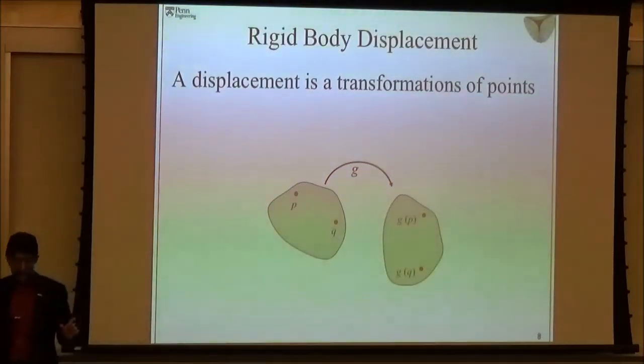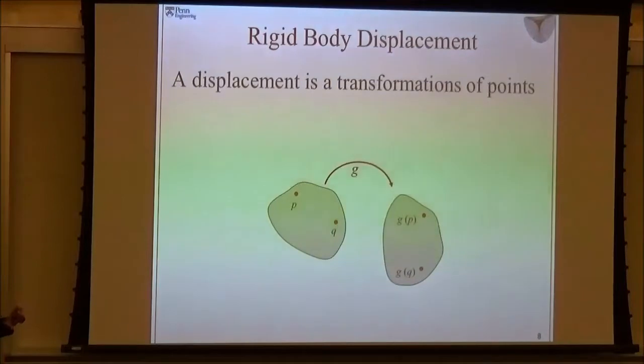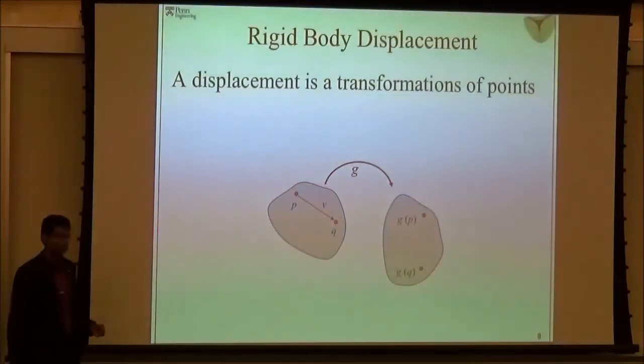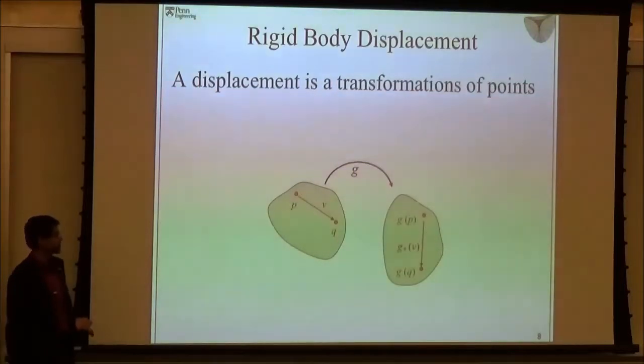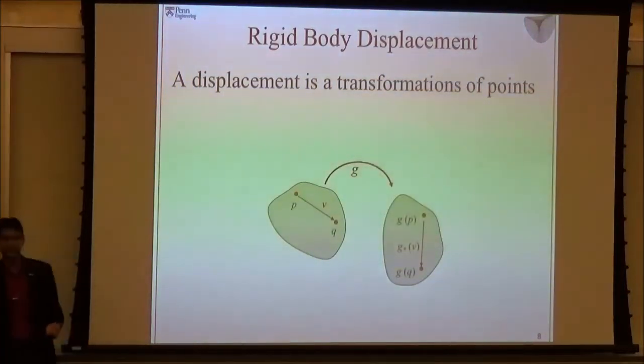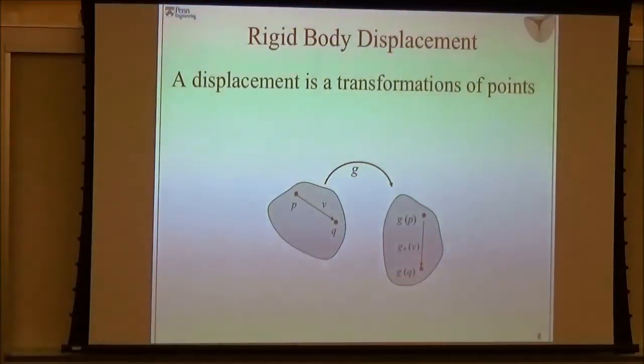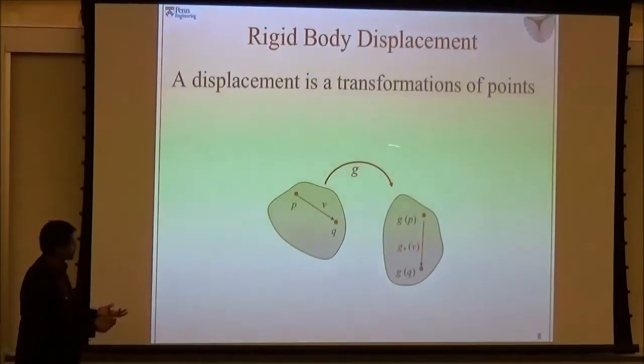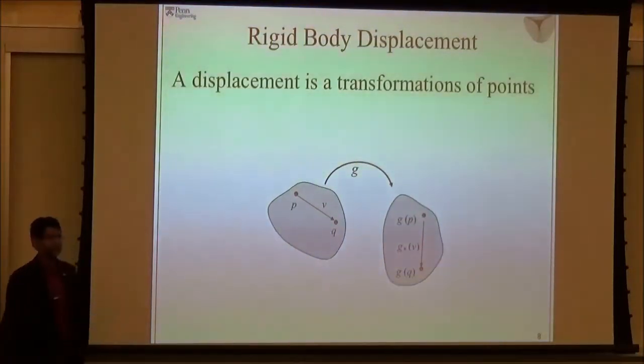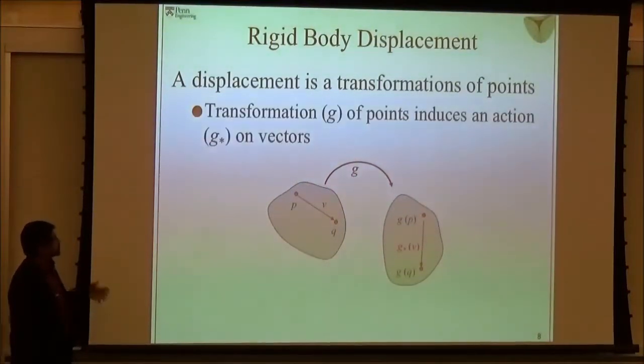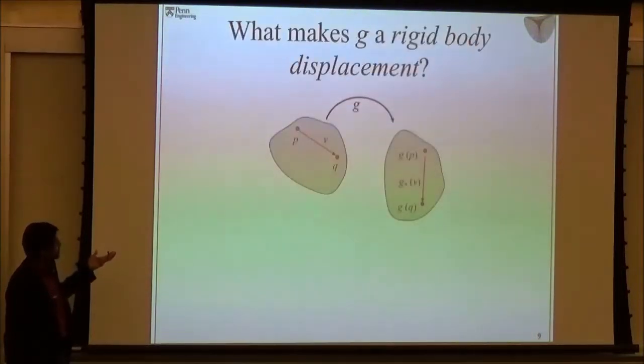And because you do this, there's also an induced map on vectors. So if you draw a vector from P to Q, that vector gets mapped from G of P to G of Q. So that's an induced map that we call G star V. So if it's a rigid body displacement, you have this property that you have not only a map, but you also have this induced map. So this action is important.